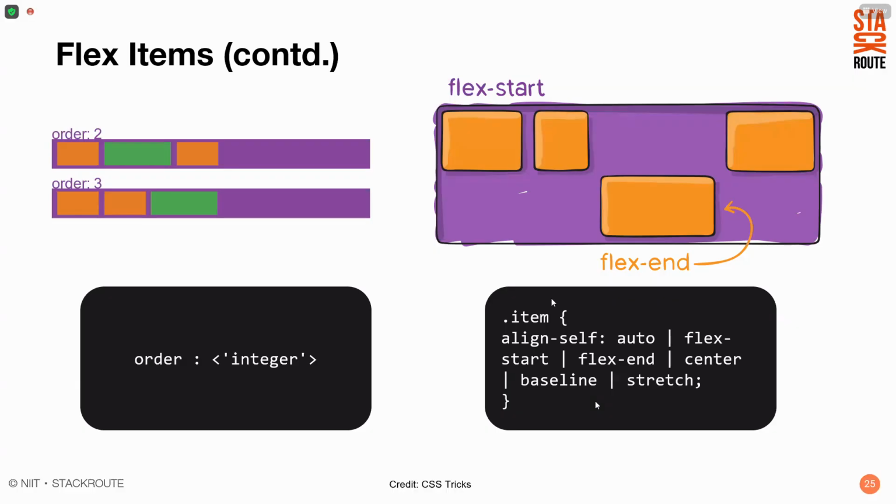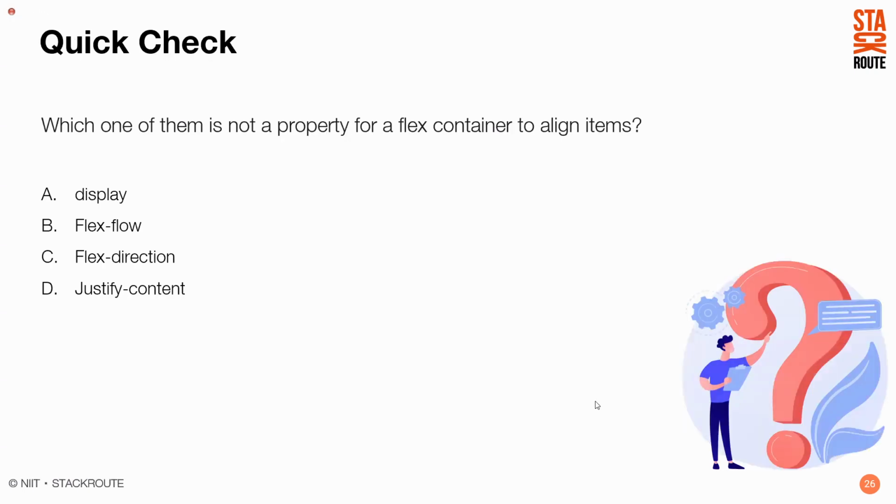We will be rolling out the sprint. Flex start, flex end, where the items need to align. Which one of these is not a property of flex container to align items? Odd man out.